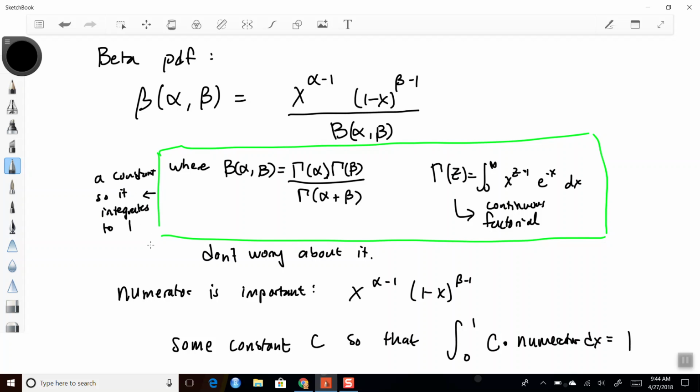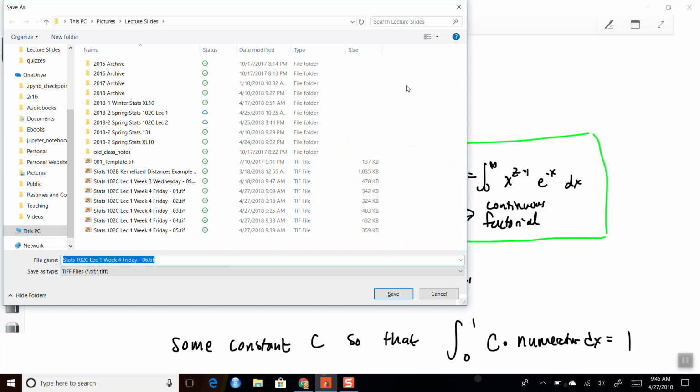For something to be a PDF, there's 2 requirements only. It has to be 0 or greater everywhere, and it has to integrate to 1. So really the numerator is the only important part, and this beta stuff on the bottom, which sounds crazy and complicated, is just there so that it integrates to 1, okay? And so if I just presented you x to the alpha minus 1 times 1 minus x to the beta minus 1, that feels a lot less scary, right?